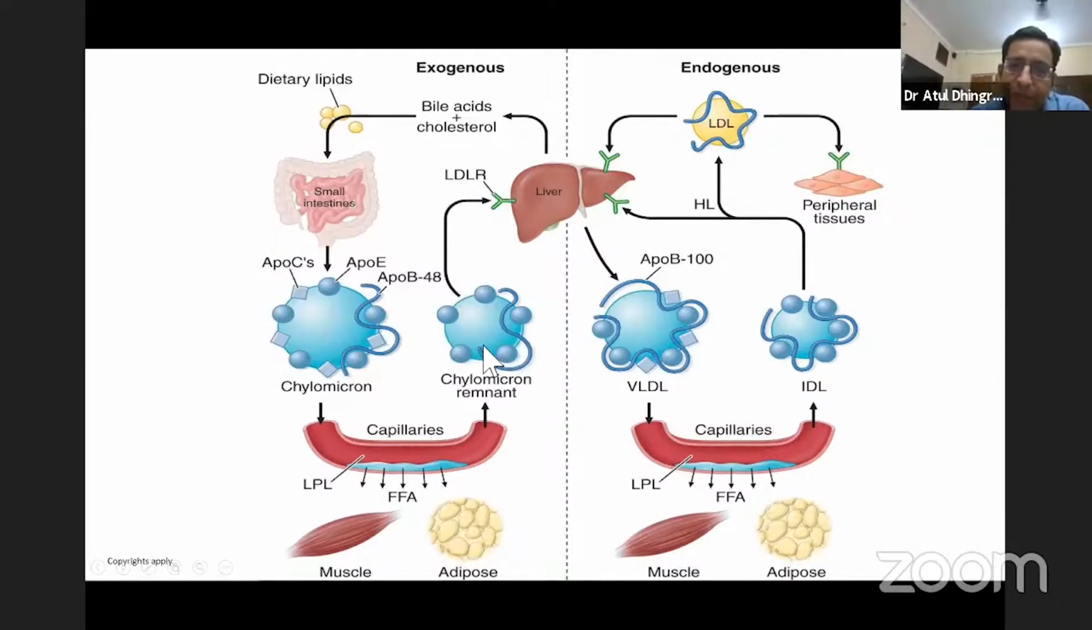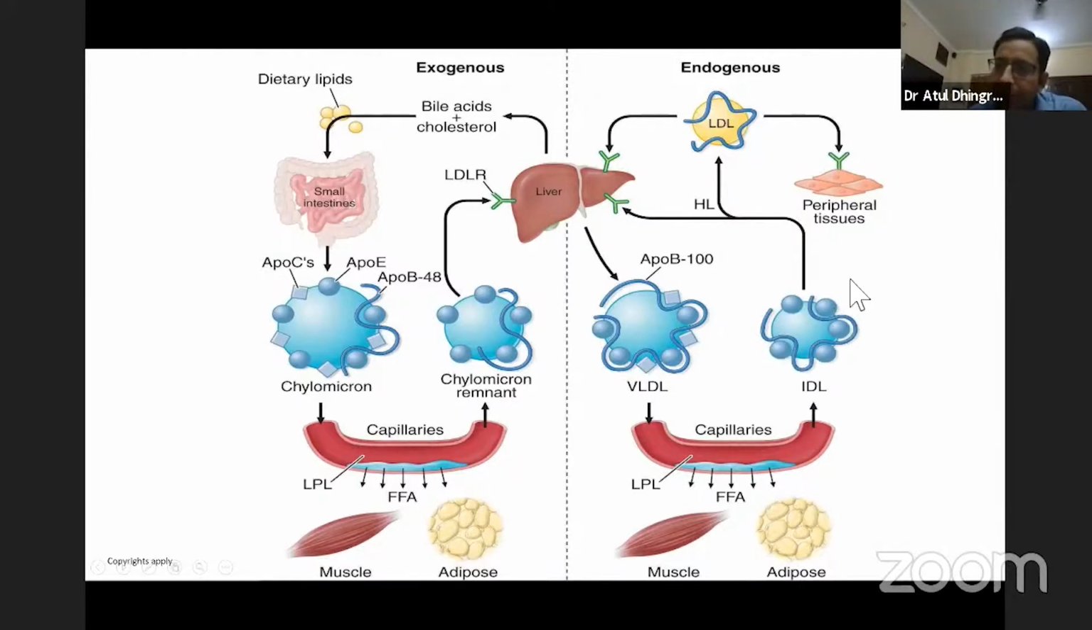What remains is a chylomicron remnant, and these chylomicron remnants are taken up by the liver through LDL receptors. If we look into the endogenous pathway, it is the liver that synthesizes the nascent VLDL, and it is the HDL particles which give these nascent VLDLs more fatty acids and more triglycerides, and this forms the mature VLDL molecule. Now again, lipoprotein lipase acts, and what remains is the intermediate density lipoprotein.